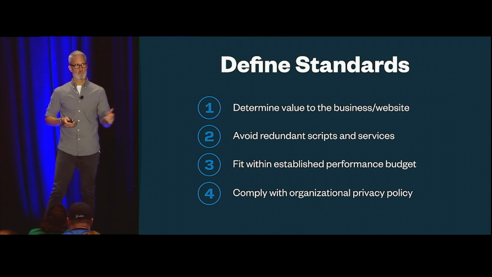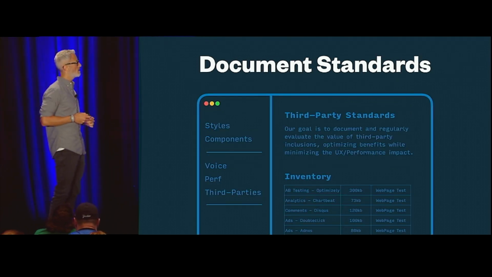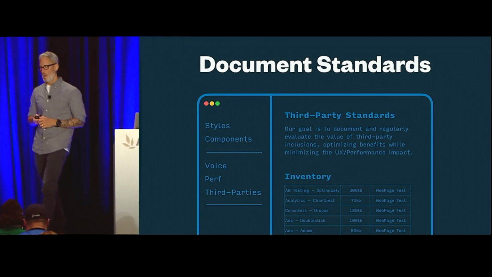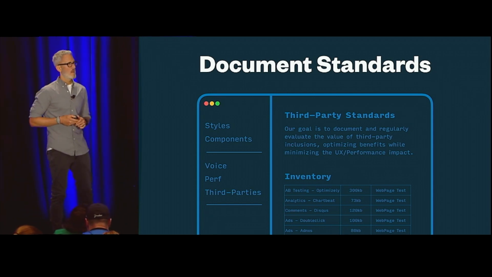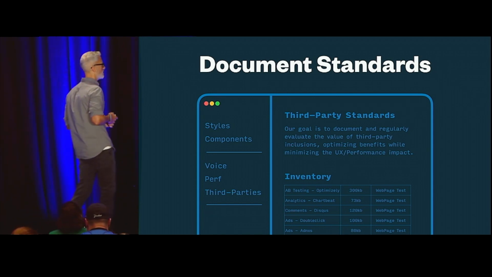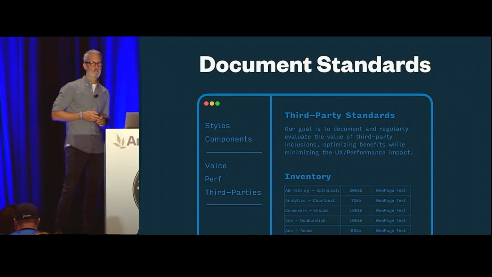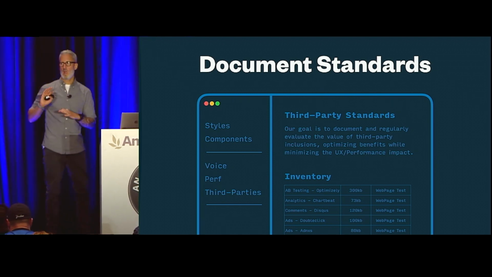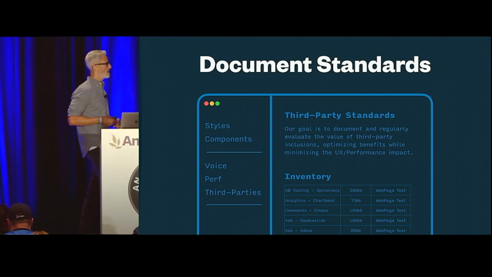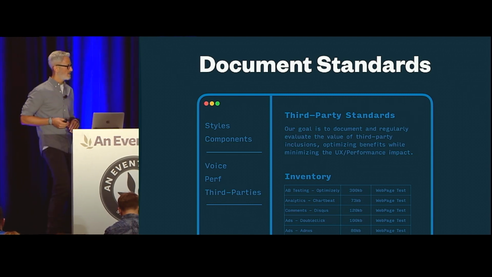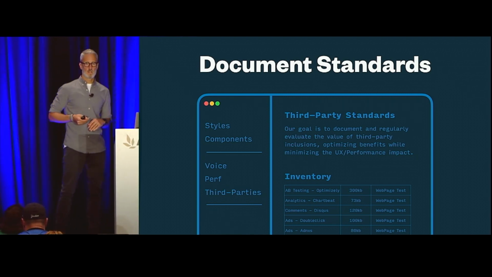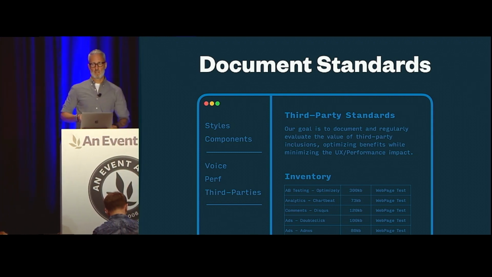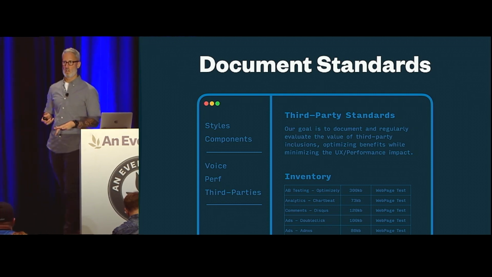And then make sure it complies with your organizational privacy policy. Document those standards. We put things in style guides and design systems that talk about styles and components. Sometimes I see things that I love, like voice and content, tone, performance notes. Why not have a third-party section where, within your organization, you can upload maybe a HAR file or a spreadsheet, however you want to do it, a table that itemizes all of the third parties that you're loading on your site, so that maybe you have a quarterly review where you can say, these are what we're loading, do we need all of these, what's gone away? Basically just making sure that everybody can see the same information and share your perception.